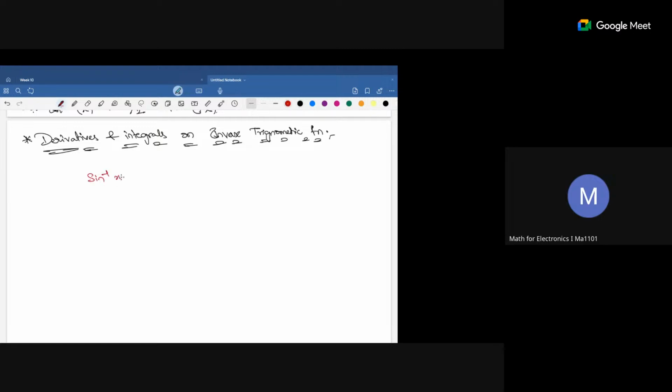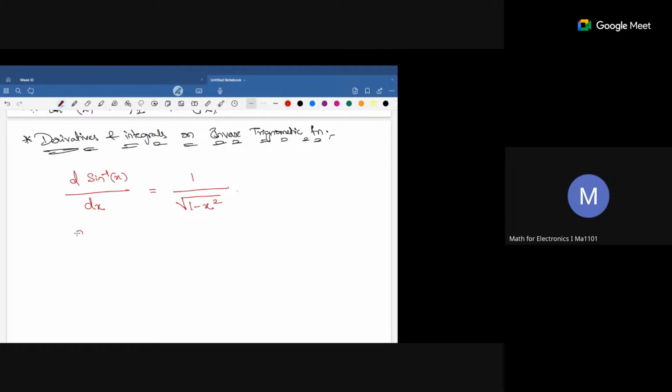So for sine inverse of x, if I take the derivative with respect to x, the result would be 1 by square root of 1 minus x square. And looking at the result, it looks like magic has happened, right? So you won't appreciate that much. It looks like some ugly formula. But when you carefully look at how we derived this particular formula, then you will definitely appreciate the result.